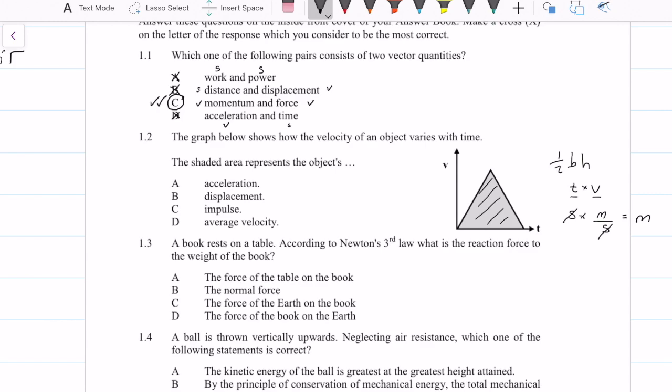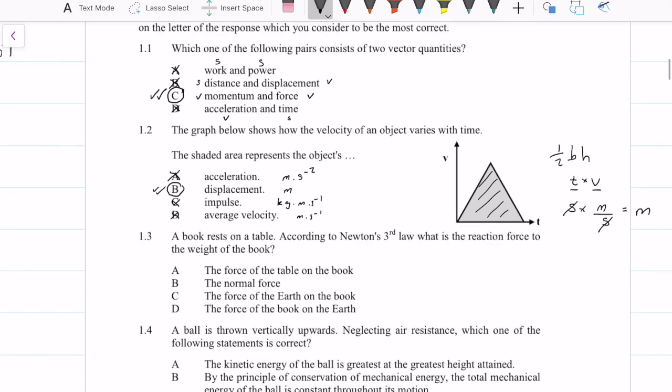Therefore, it can't be acceleration. It is displacement, so the answer is displacement. Acceleration is meters per second to the -2, so you can't have acceleration. Displacement has units of meters, and therefore displacement is the correct answer. Let's look at impulse. Impulse, the units are kilograms meters per second. So again, that can't be the answer. And the average velocity is in meters per second. So that again is not the answer. So our answer is B.